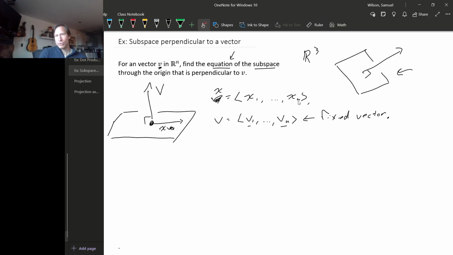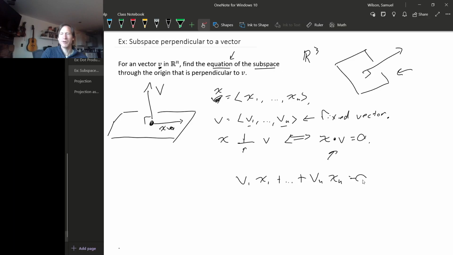All right, so what we need to do is write down an equation that is true only when x is perpendicular to v, right? Because that will mean x is in this subspace that's perpendicular to v. But x perpendicular to v, this symbol means perpendicular, exactly when the dot product of x with v is 0. So we can just write out this equation. And this equation says v1x1 plus v2x2 all the way up to vnxn is equal to 0.